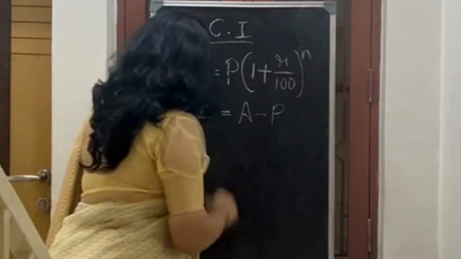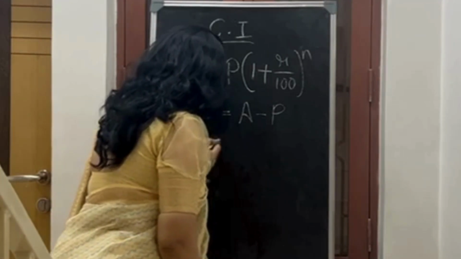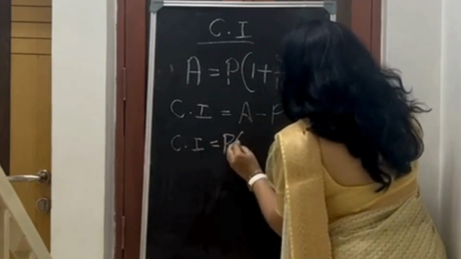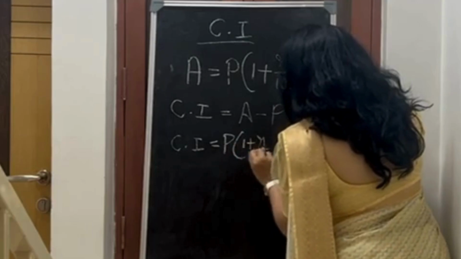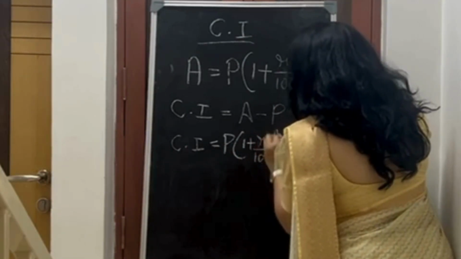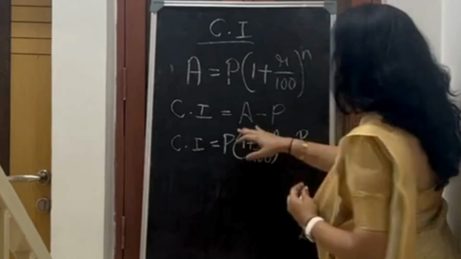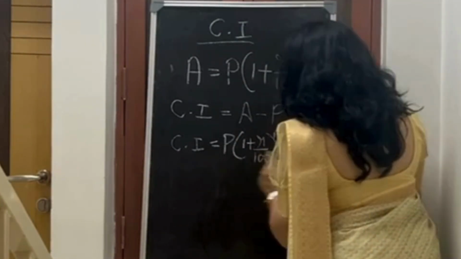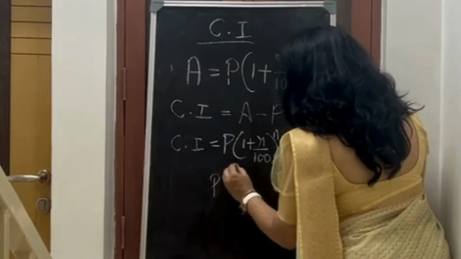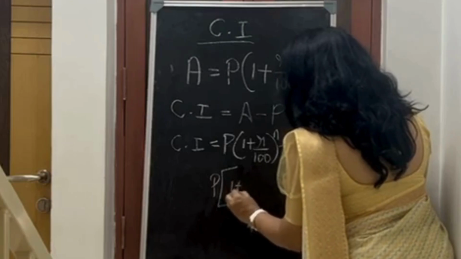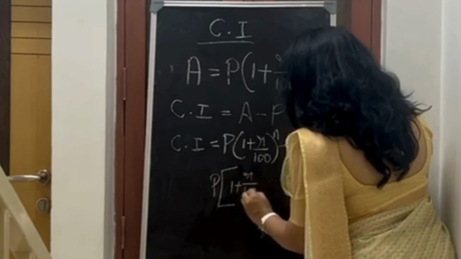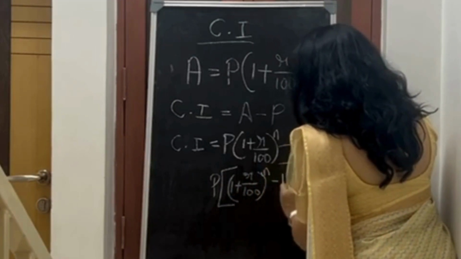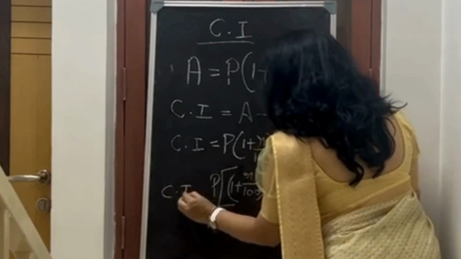Now I want to save time. How should I do? So, there's one more formula. In the place of amount, we'll write this formula. That is P into 1 plus R by 100 to the power of n, and then minus P. So I want to simplify this. How should I simplify? P is common here. So I write P outside. Then I write 1 plus R by 100 to the power of n minus 1. So my CI formula is this.